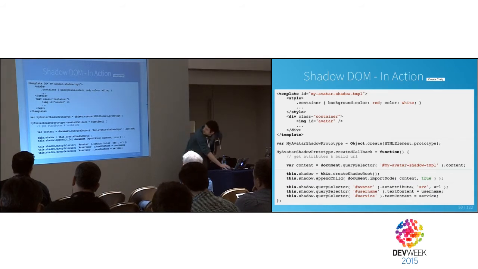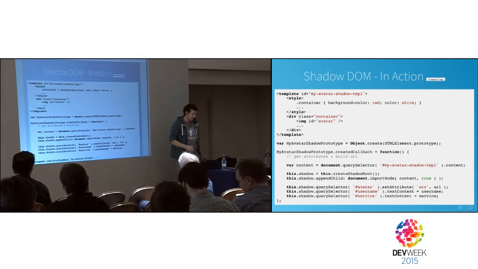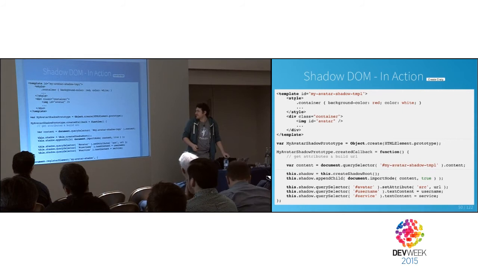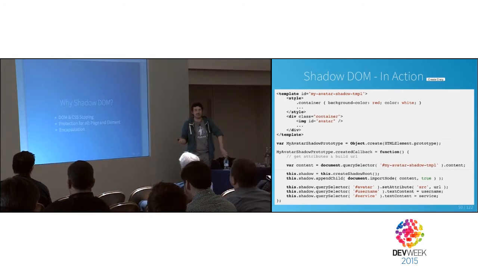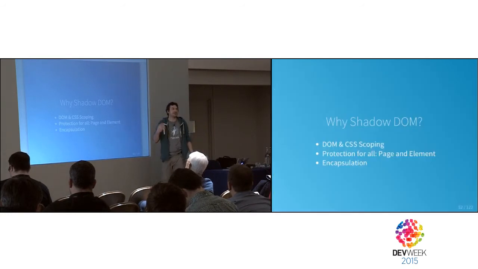So when I create this, although this page has a container class on it, it's not bleeding, so I can probably prove that. Oh, you'll take my word for it. This slide does have a container class on it, so it isn't bleeding, it isn't getting that red. The background color isn't changing to red. So we're getting DOM and CSS scoping. We're getting protection for the page and the element itself. The element isn't bleeding CSS, and the page itself isn't bleeding CSS into it.